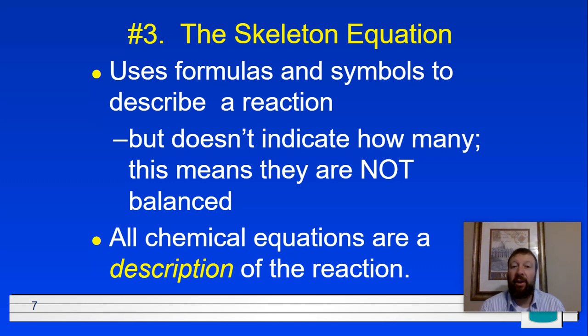Now, if I include how many of each type, that becomes a balanced equation. If I said I need 2 eggs in this recipe, that becomes not a skeleton equation but a balanced equation. So we start off with just skeleton equations, and then we have to be able to balance them. That's where we'll pick up in part 2.